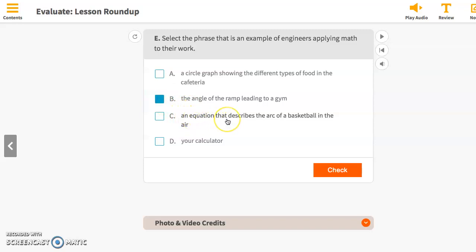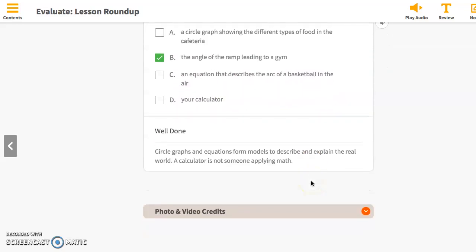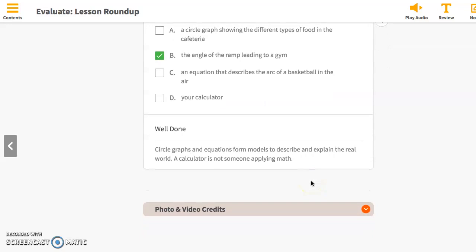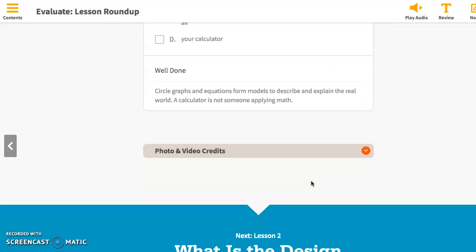An equation that describes the arc of a basketball in the air. So that's giving you information. That's science. That's not engineering, because engineering is applying to find a solution. This is just giving information. This is the technology, this is the information. They have to be combined like this. The angle of the ramp leading to a gym. Well done. Circle graphs and equations form models to describe and explain the real world. A calculator is not someone applying math.